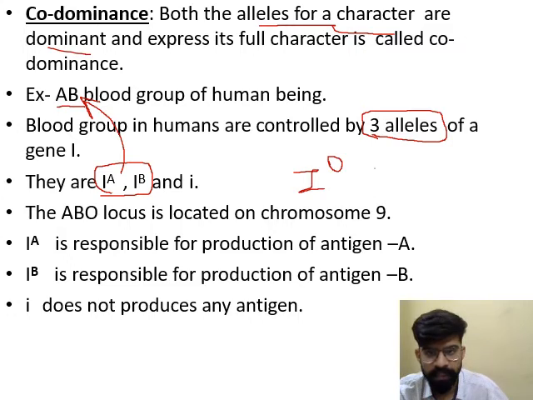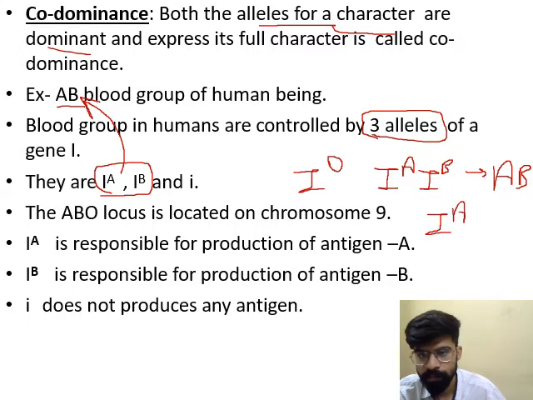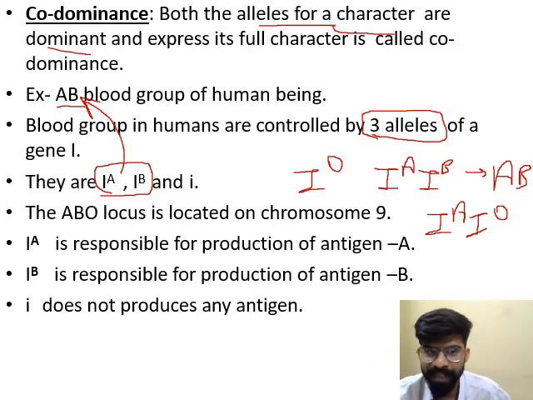So I am explaining by writing this I^A, the first allele. Alleles are in pairs. So I^A and I^B are an allele pair, and both will co-dominate and express to form AB blood group. Let us take another example. If I^A and I^O are there, then the blood group is only A, because O is recessive. So blood group will be A.